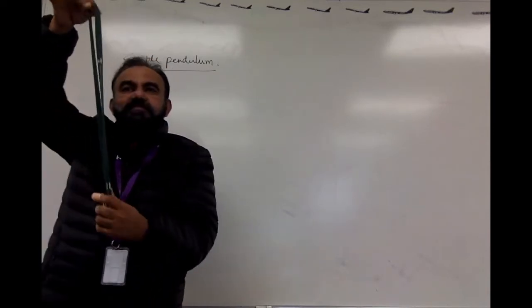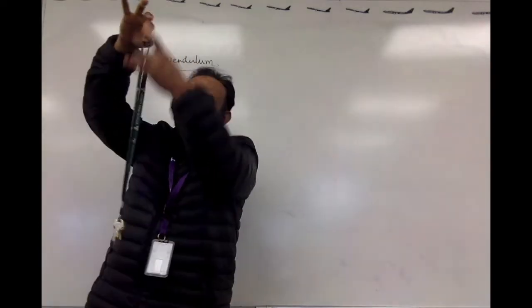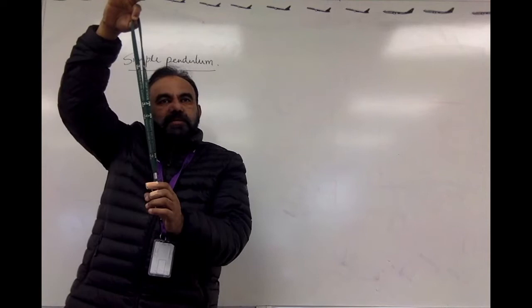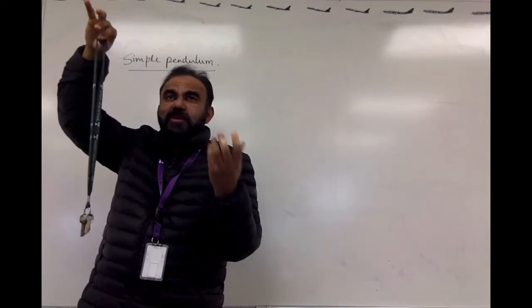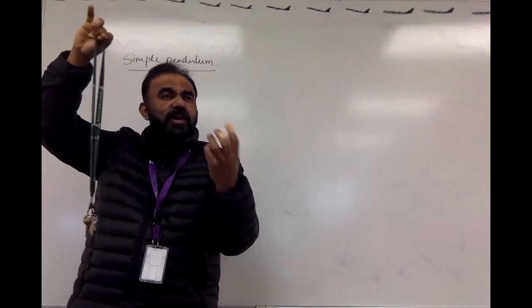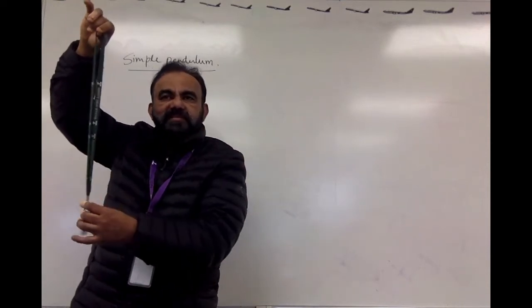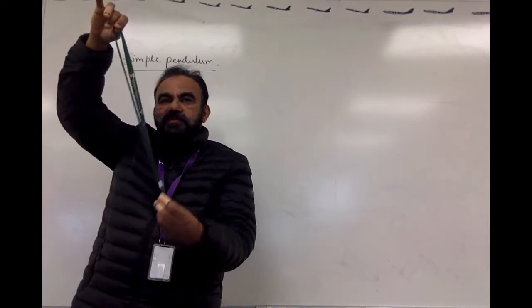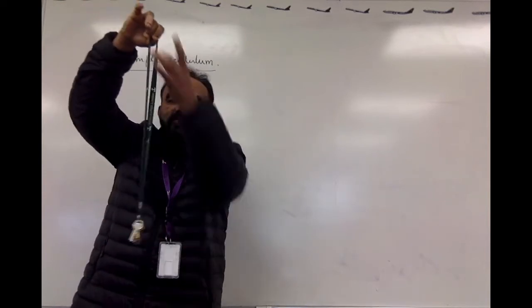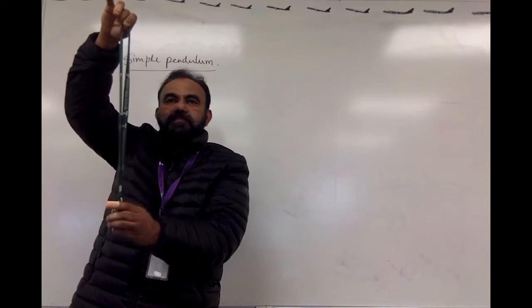Here is a pendulum. Essentially, it contains a string and what is known as a bob. It could be a heavy object. Anything that's heavy and small can be a good bob. So this is basically a pendulum: a string connected to a bob. That is a pendulum.